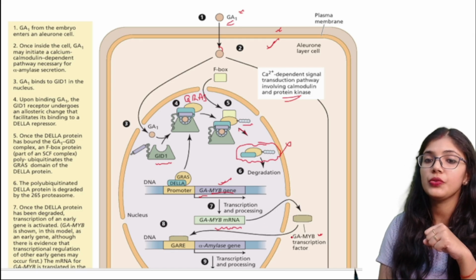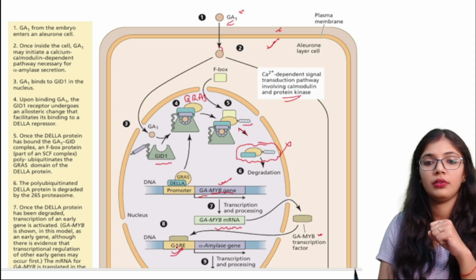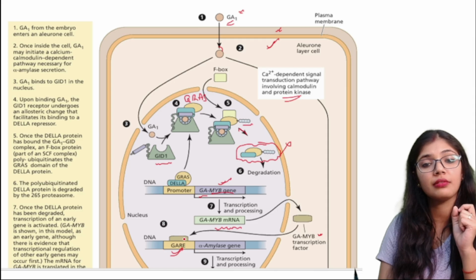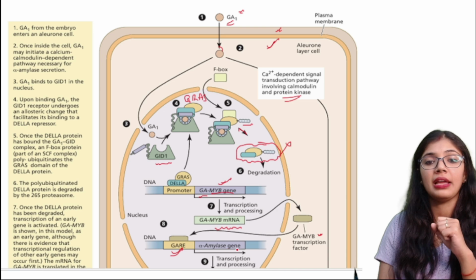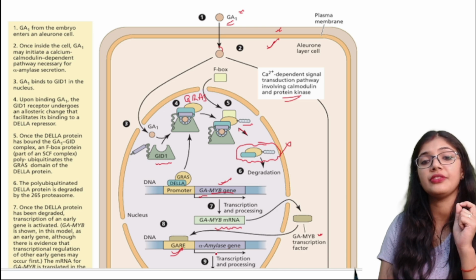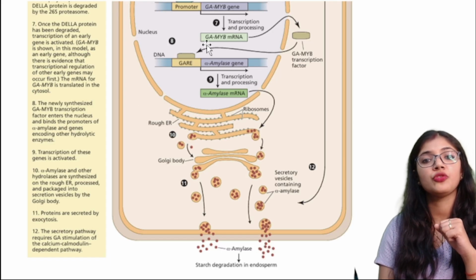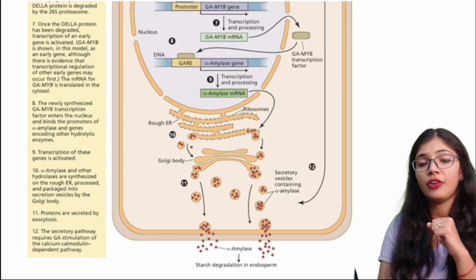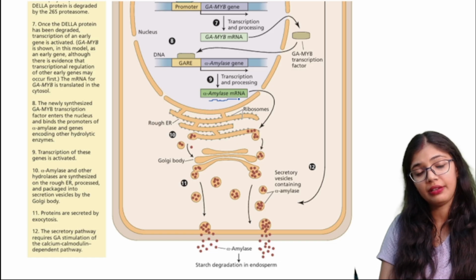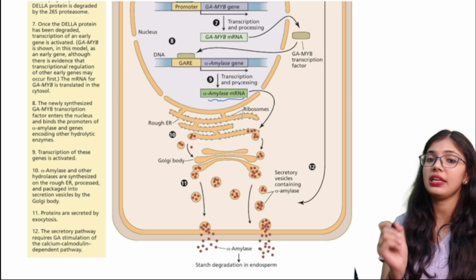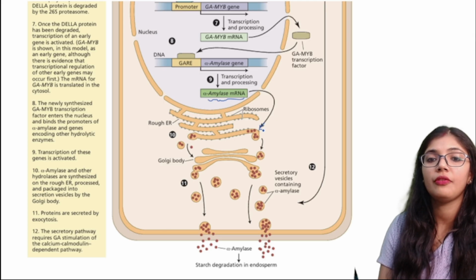So this GAMYB comes and binds in the GRAS domain. After binding with this GRAS domain, it helps in the secretion of the alpha amylase gene, or the alpha amylase gene is being transcribed in this region. After the transcription, it needs to be transferred for the formation of protein. So here the alpha amylase mRNA is being formed through the process of transcription. Now next it comes into the ribosome for the formation of protein.